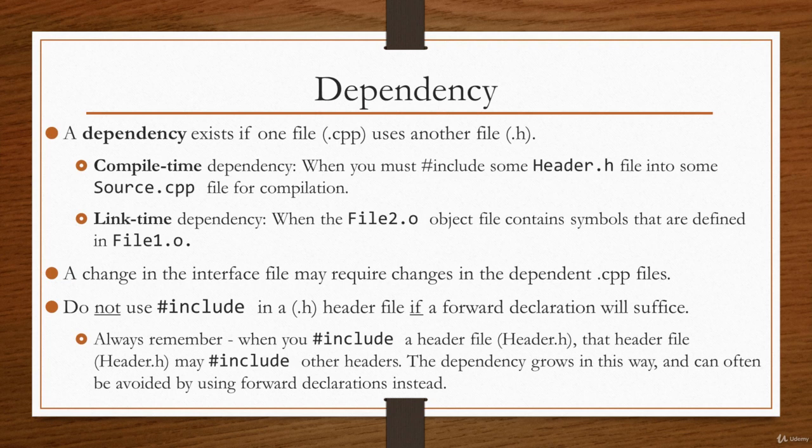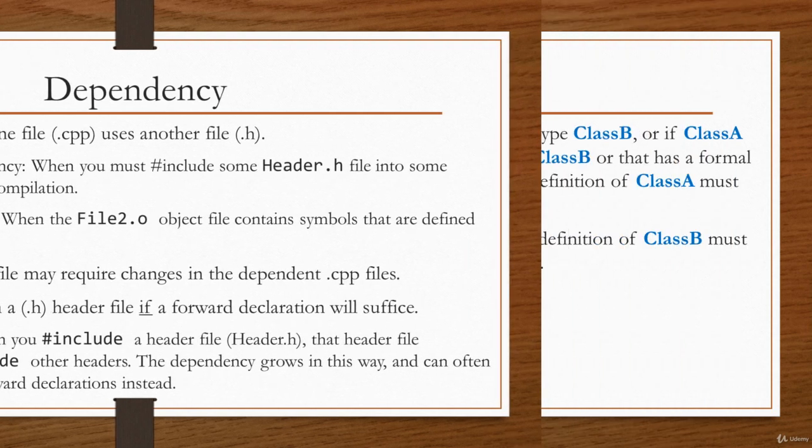Another thing that often happens is you make changes in the interface file, and that will require changes in the dependent .cpp files. Another note is that you should not use #include in a header file if a forward declaration will suffice. The reason being is that when you #include a header file, let's call it header.h, that header.h may #include other headers. The dependency grows in this way and can often be avoided by using forward declarations instead.